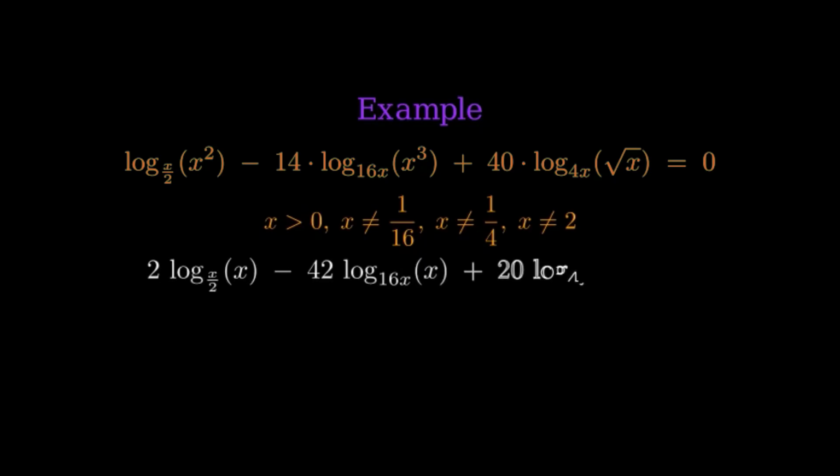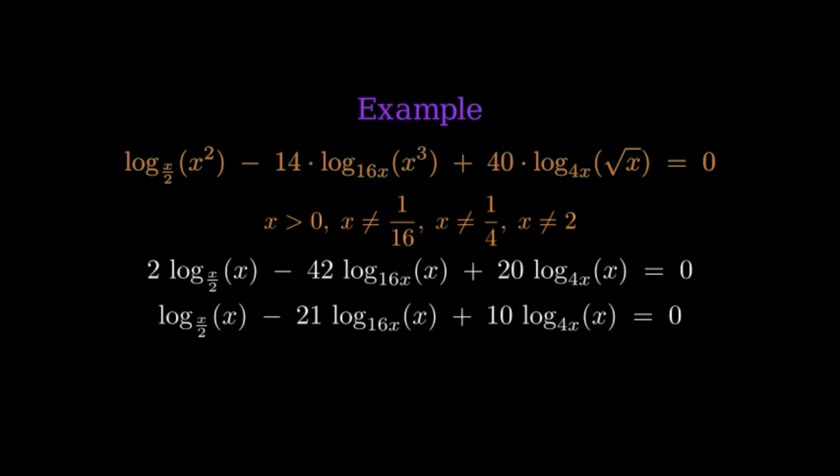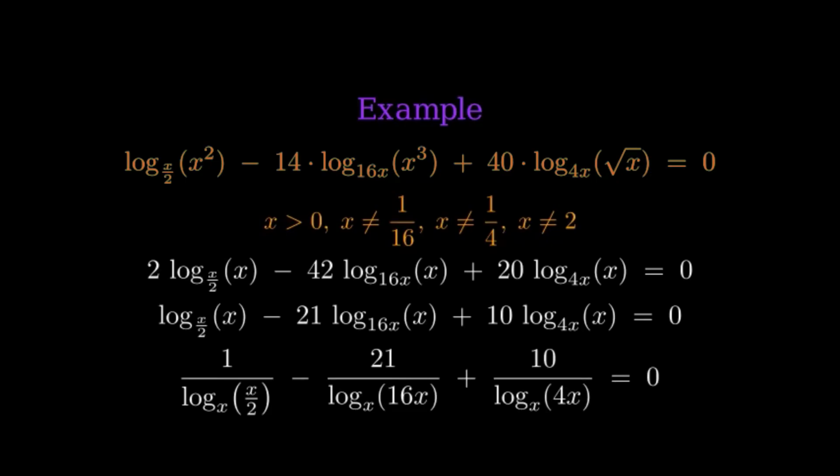Then rewrite the equation with those coefficients. Next, divide every term by 2 to keep the numbers small. Step 2. Use the reciprocal change of base identity. Log base a of b equals 1 over log base b of a. Apply it to each term to obtain a rational expression in logs with base x.